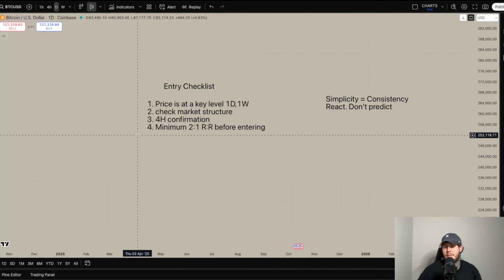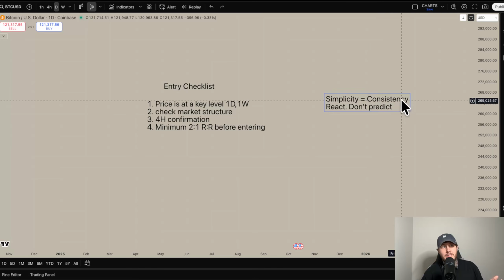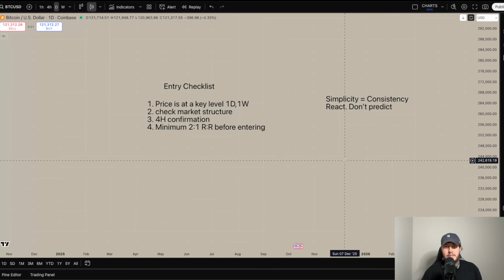1 to 5, 2-to-1 trades a month, whatever it might be, and I'll hold them for a day to a few weeks. It really depends. But really, in trading, simplicity equals consistency, and just react and don't predict the market. Just react to what it's telling you.